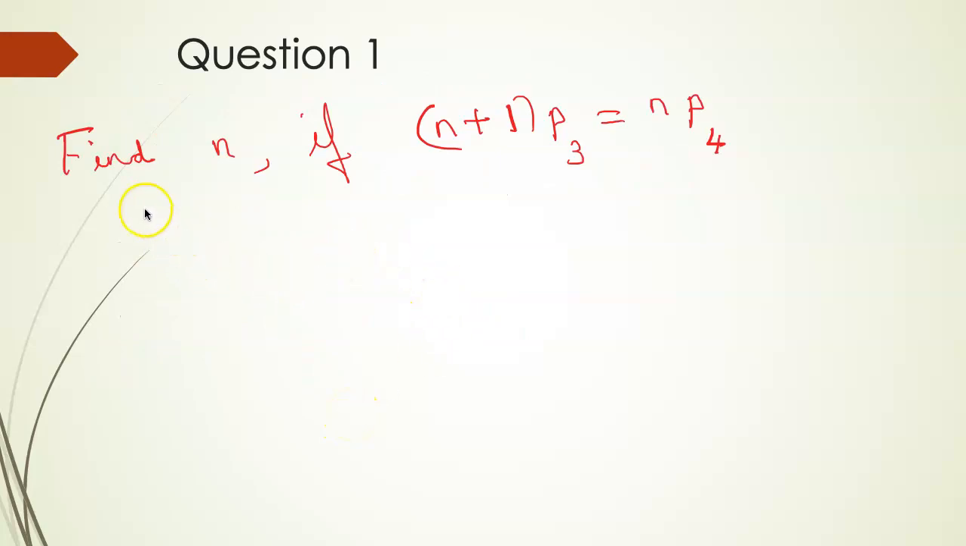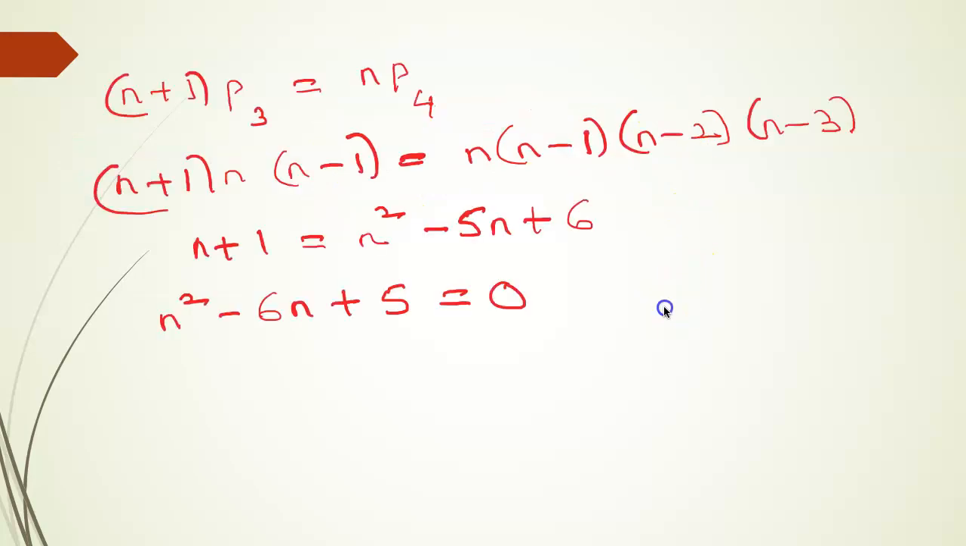Coming to questions: find n if (n plus 1)P3 equals nP4. Now, what do we do with this? For (n plus 1)P3 we go back 3 times, so (n plus 1) into n into (n minus 1). And here we count back up to 4 times, so I get n into (n minus 1) into (n minus 2) into (n minus 3).